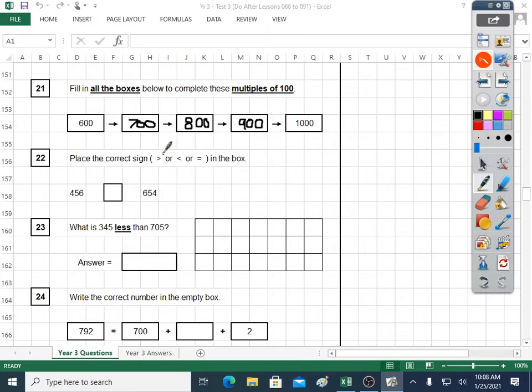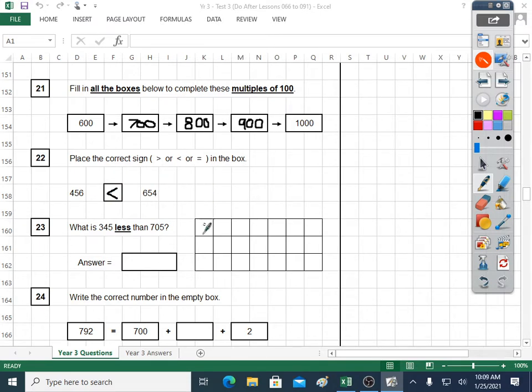Place the correct sign. This is called greater than or less than or equals in the box. Which is the biggest? This is the biggest. I would always say crocodile eats the biggest number. So the crocodile eats that number. This is called the less than sign. 456 is less than 654, which is true. So we've got the right sign.